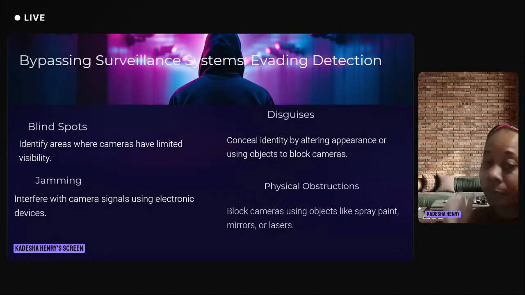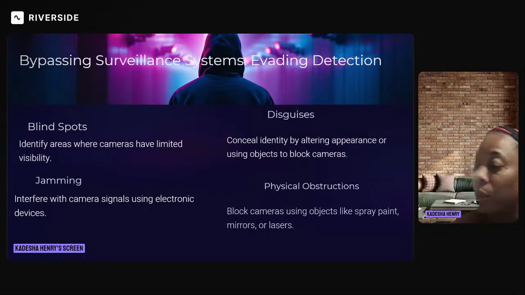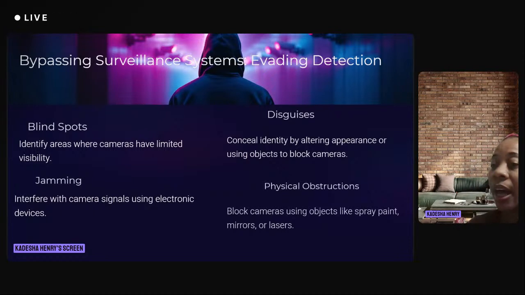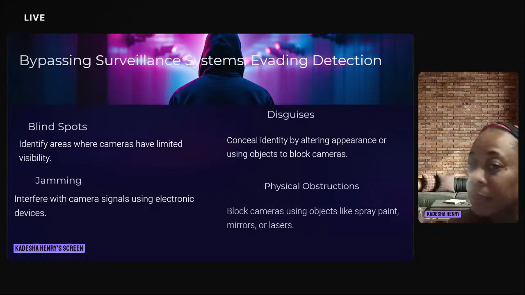And this is real, guys. Blind spots: they will look at areas that don't have any security or limited visibility, and they will use that area to bypass surveillance. Jamming: interfering with camera signals using an electronic device, and sometimes they do that just to bypass security. Disguise: concealing identity by altering appearance and using objects to block the camera.